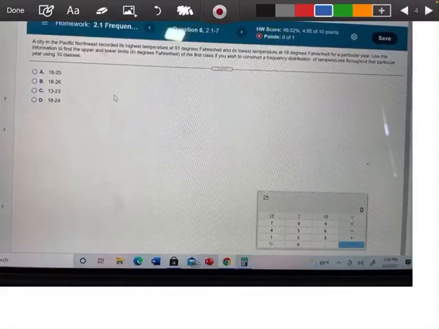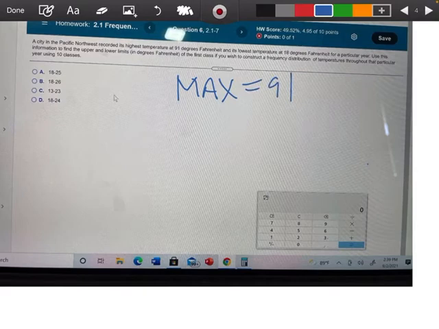All right, so guys, this is number 6 out of 2.1. And the problem says a city in the Pacific Northwest recorded its highest temperature at 91 degrees. Okay, so I'm going to write something down. So we know that the max is 91, and the lowest temperature, the min, is 18 degrees Fahrenheit.